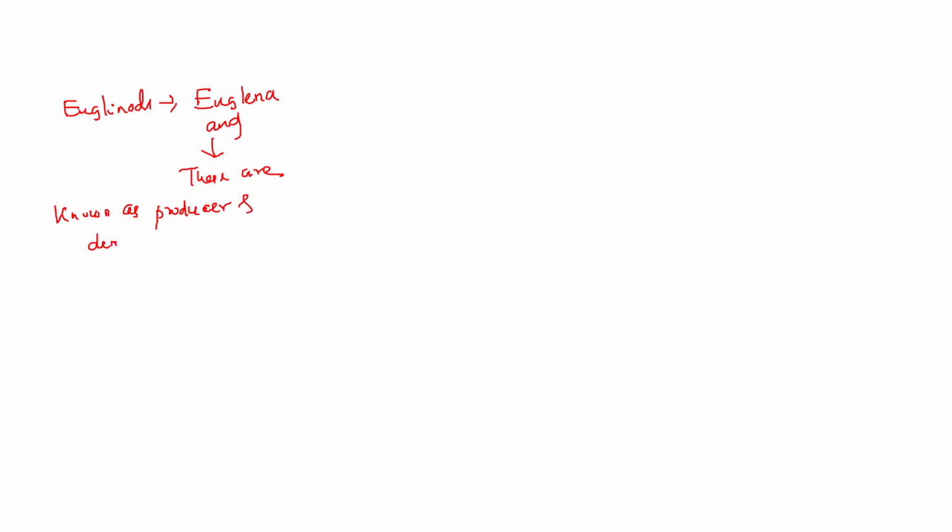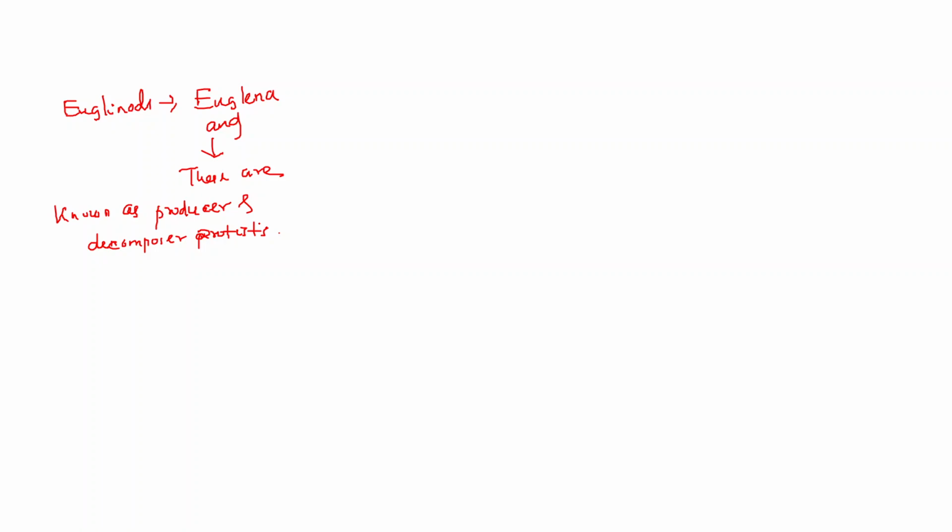And the next thing about euglenoids: the organism belonging to euglenoids is euglena, and these are known as producer and decomposer protists.